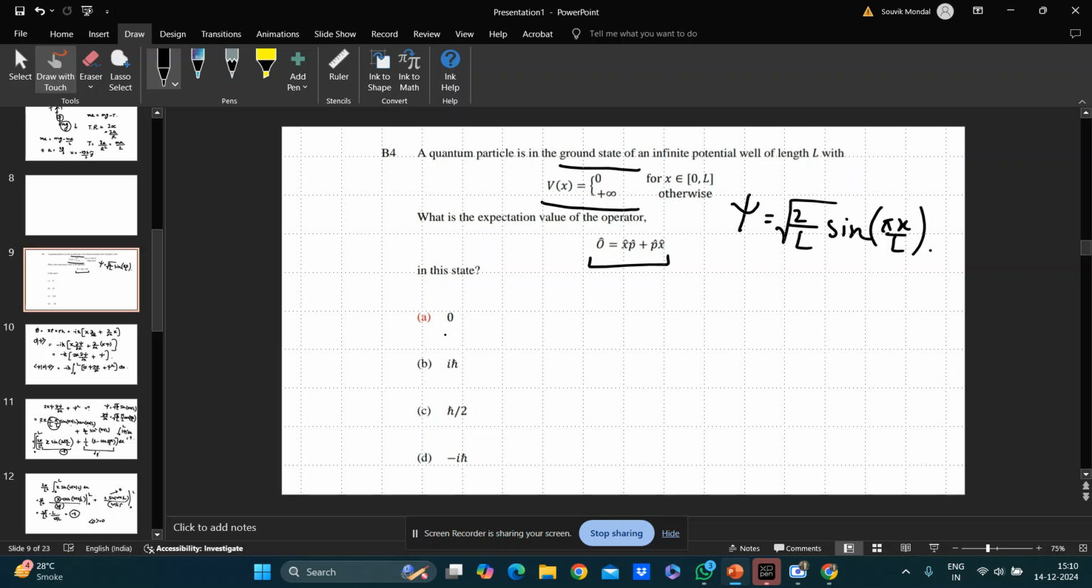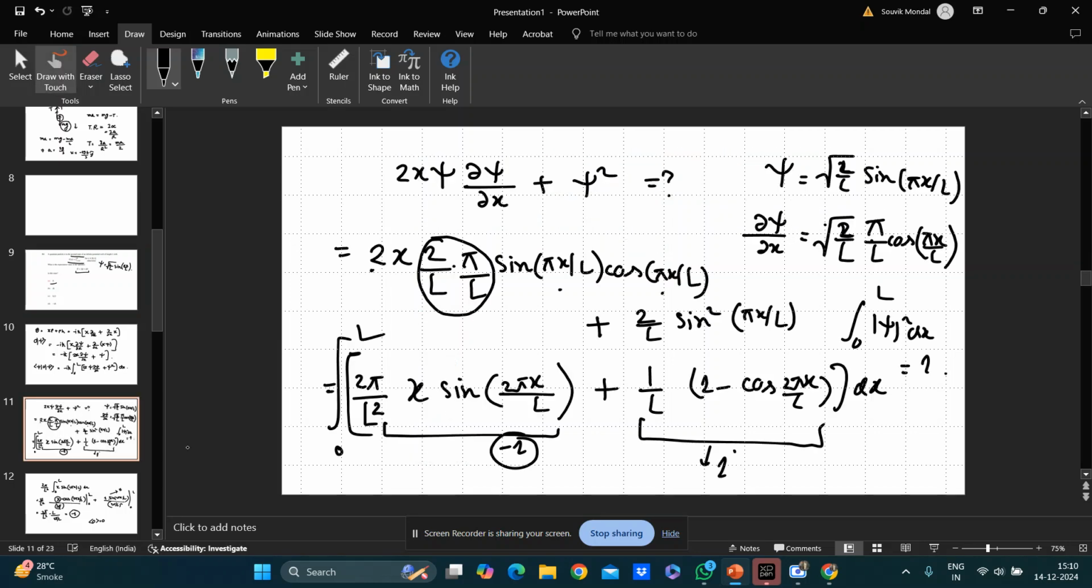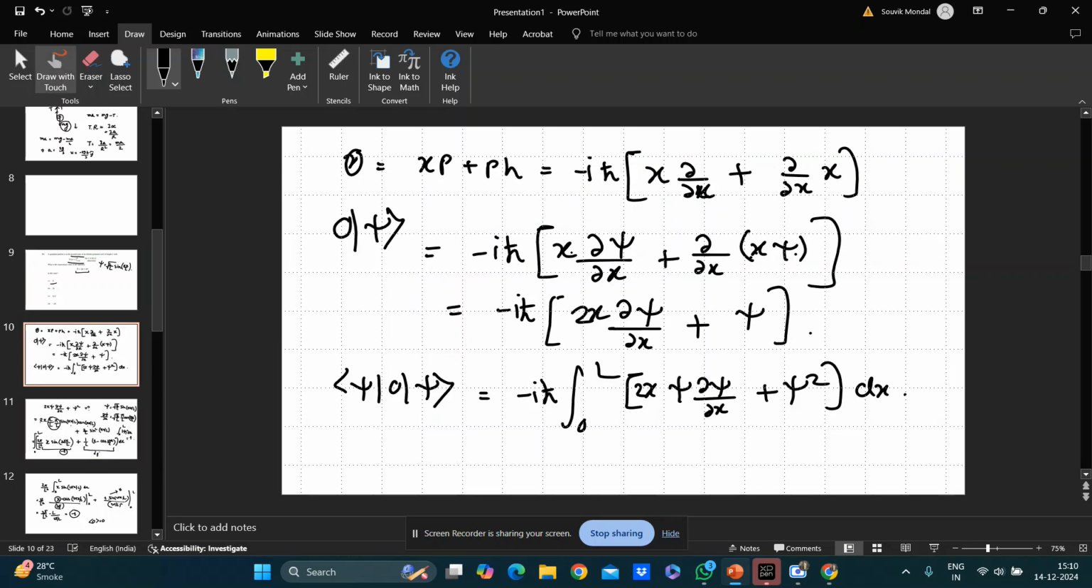So this is 0, and this is a bit of calculation, but always go with this method. First simplify in this way. Don't put the value of phi, the form of phi, instantaneously here. First simplify it in this way and then you put the form of phi.